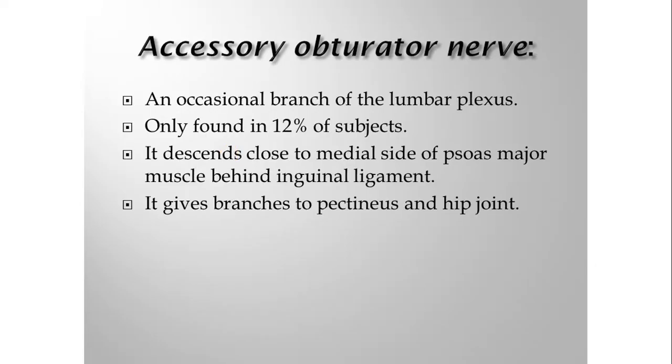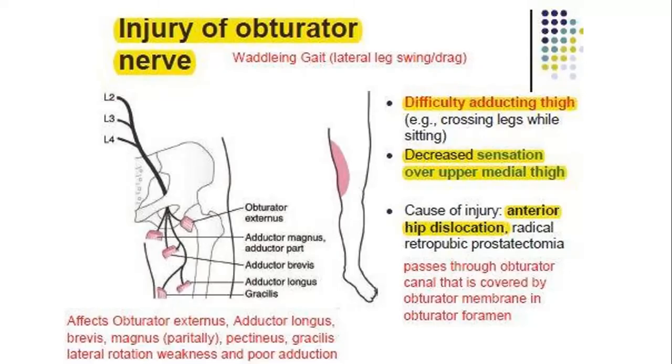There is an accessory obturator nerve, and this is an additional branch. Some books say that in 30% of the cases this branch is present. Some say 12%, but it's an accessory, not present in everyone. It descends close to the medial side of the psoas major and behind the inguinal ligament, and it will give branches to the pectineus and hip joint.